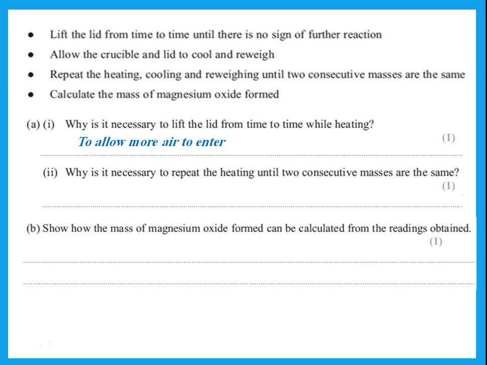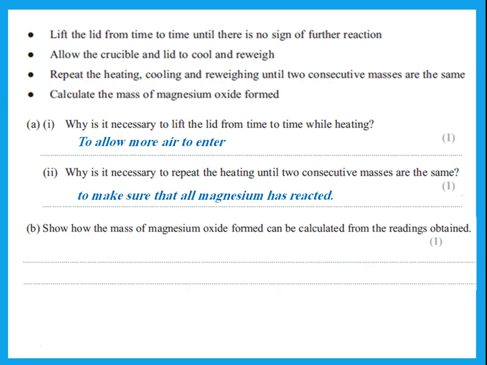Why is it necessary to repeat the heating until 2 consecutive masses? Usually, how do I know if the reaction has finished or not? I will know it if the mass no longer changes. So when I start burning the magnesium, what will happen to the mass? It's forming magnesium oxide, so the mass will increase and increase until all the magnesium has reacted. No more reaction, that means the mass will not increase anymore. So I'm trying to reach what we call constant mass to make sure that all the magnesium has reacted.